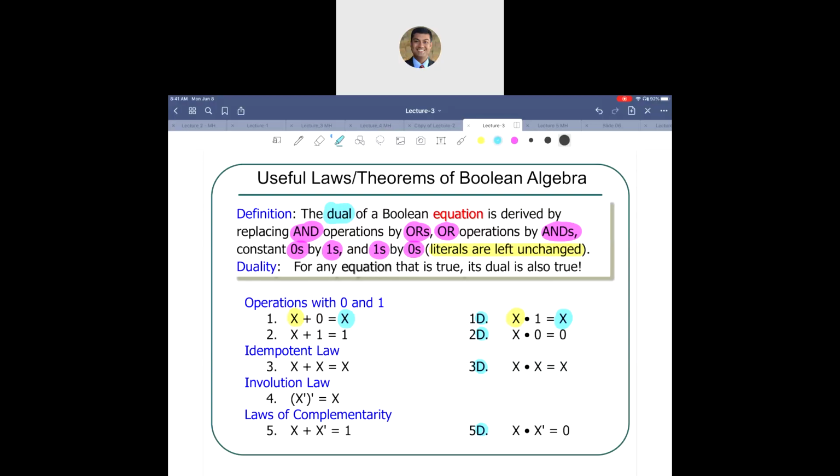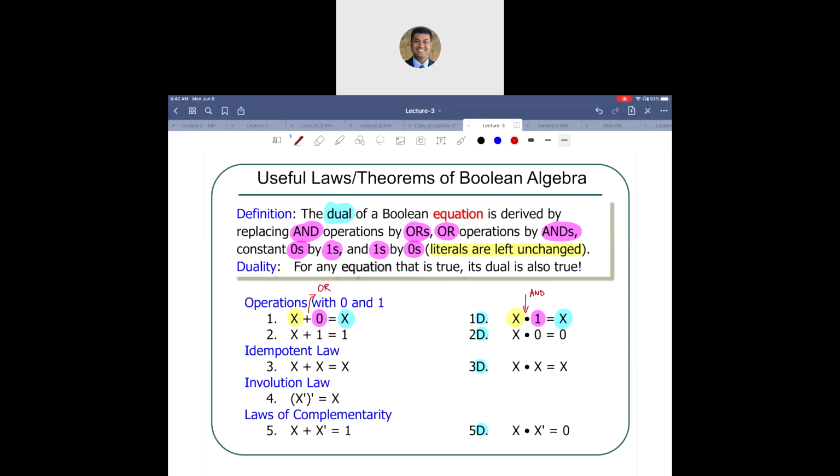So if you start with 1, you go to 1D by changing ORs to ANDs, ANDs to ORs, zeros to ones, ones to zeros, while leaving the literals unchanged. That is called the dual of a Boolean expression. So you will have an expression and you will have a dual of that expression.